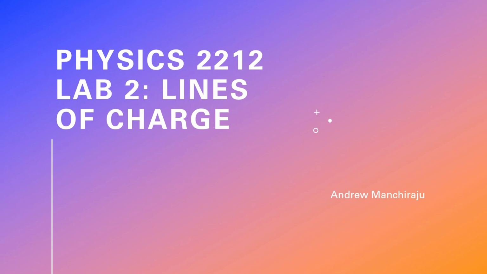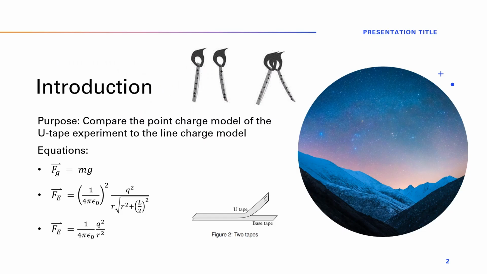Hey, my name is Andrew Macharaju, and today we're doing Physics 2212, Lab 2, Lines of Charge. The purpose of this lab will be to compare the point charge model of the U-tape experiment to the line charge model. The point charge model being what we used last time to determine the electric force and the charge of it. Now this time we have the force of gravity, which is going to be equal to mass times the acceleration due to gravity, derived from Newton's second law.